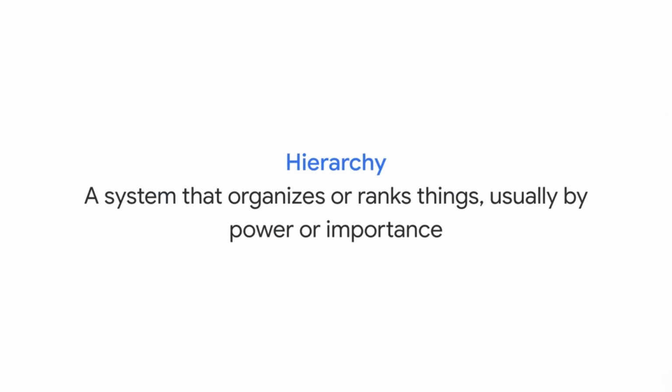A hierarchy is a system that organizes or ranks things, usually by power or importance. In the cloud, hierarchies help engineers figure out how components are organized inside of their cloud account. They also enable the security team to put policies and controls into place within a business. Hierarchies offer more efficient and consistent management of controls.